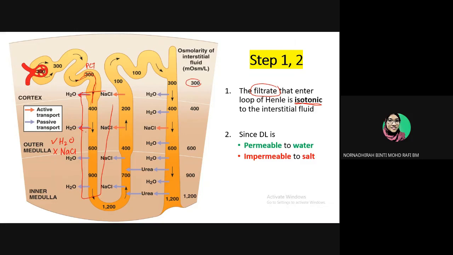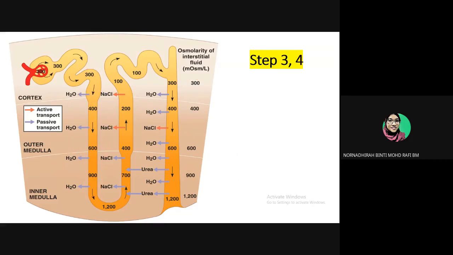So what will happen? More water reabsorb. Okay, more water reabsorb. What will happen to the filtrate? Awak boleh nampak osmolarity bertambah from 400 become 600. Why? Because of the water diffuse out. So kita akan compare kan? Kita akan kata osmolarity dia bertambah lah. Okay, and then step 3.